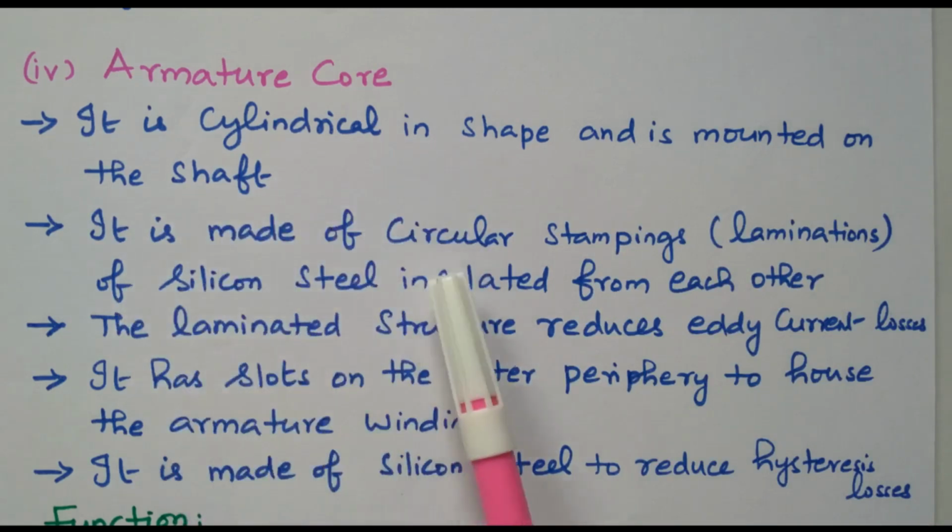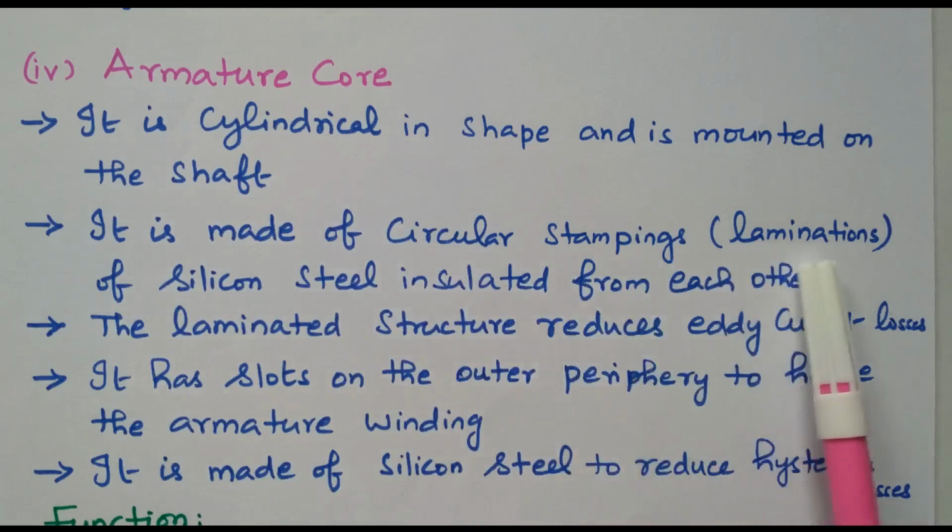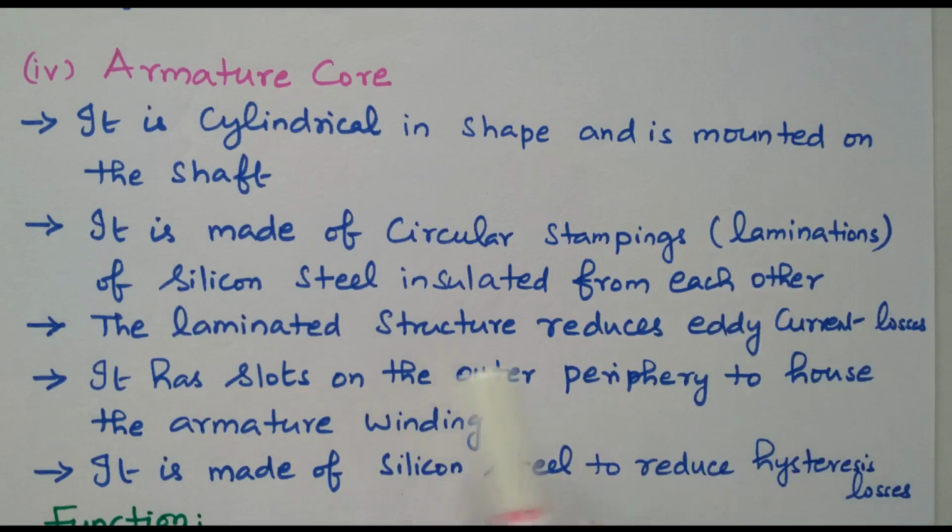It is made of circular stampings, that is, lamination. It is not a single piece. N number of sheets are available. Each and every sheet is laminated and compressed together. It is made up of silicon steel, insulated from each other, so that we can reduce the losses. The laminated structure reduces the eddy current loss. We will see eddy current loss later.